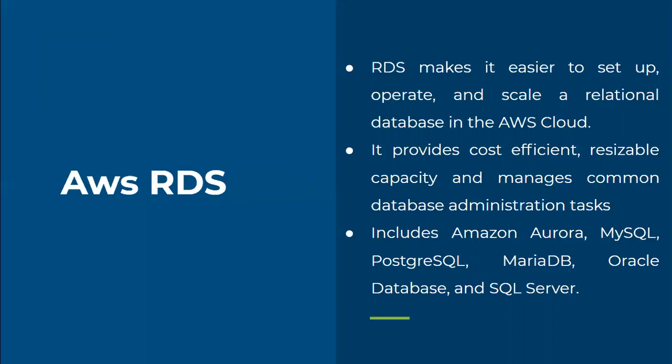Also, Amazon Relational Database Service includes the original six relational database engines that are Amazon Aurora, MySQL, PostgreSQL, MariaDB, Oracle Database, and SQL Server.